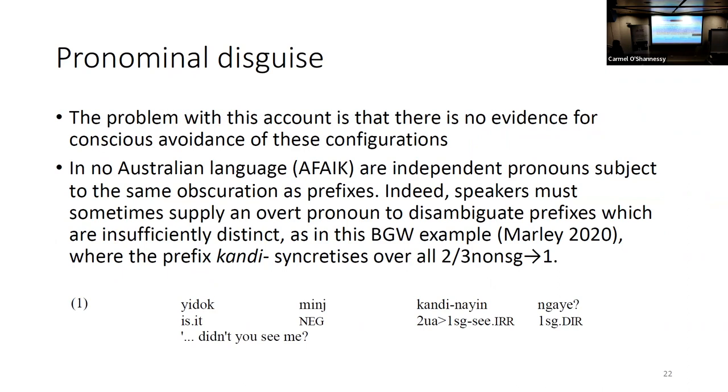So as far as I know, there are no Australian languages where independent pronouns are subject to the same kind of obscuring effects that Jeff Heath is proposing. And indeed, in some cases, speakers need to supply an overt independent pronoun to disambiguate prefixes which are multiply ambiguous, as in this other example from Alex's thesis. We've got the prefix kundi, which syncretizes over all of those combinations of arguments, where one just means first person, doesn't tell you whether it's singular or plural. And we get the first person overt pronoun turning up.